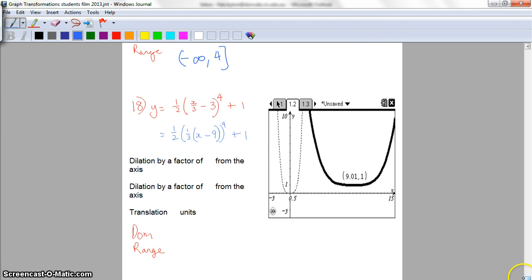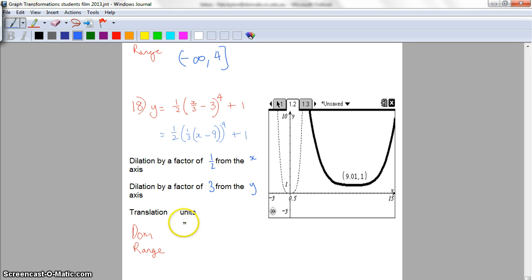So I think this is the final question that we're going to have a look at. Again, I'm going to insist on putting it the way that I like it, because I can't see these things. It's too tricky for me to understand all in my head. So the half out the front can be left there. I'm going to take 1 on 3 out as a common factor in this case, so it'll be then x minus, and then 3 divided by a third is 9, all to the power of 4 plus 1. So it's dilated by a factor of a half from the x-axis, and I need to do this twice, dilation by a factor of 3 from the y-axis.